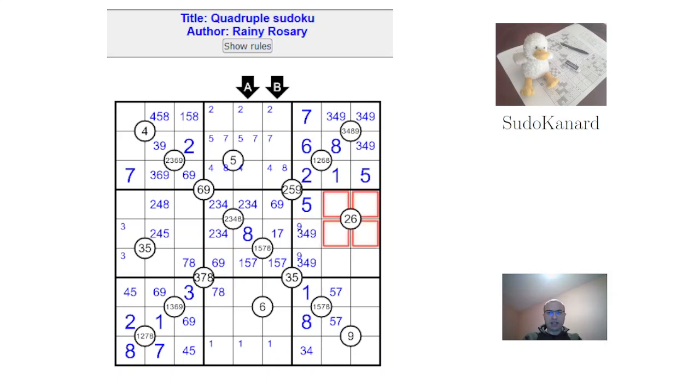Two and 6 there. 5 and 9 there. The remaining digits are 1, 3, 4, 7, 8. That's a lot. But 1, 3, 4, 7, 8. 8, 7. So this is 3 or 4. And now we get a 3, 4, 9 triple. So those digits can't appear anywhere else in this box.